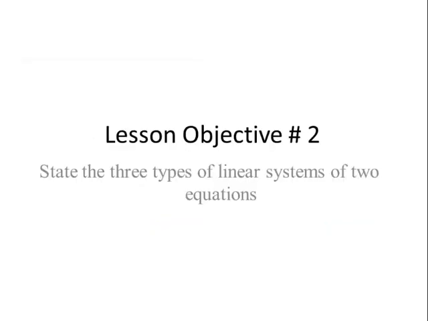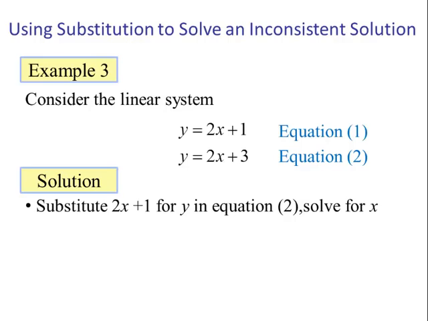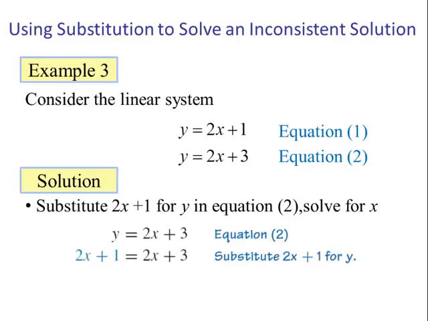Lesson objective number 2. Example 3. Consider the linear system y equals 2x plus 1, y equals 2x plus 3. If we substitute 2x plus 1 for y into the second equation and solve for x, we have 2x plus 1 equals 2x plus 3. We have x's on both sides, so subtracting 2x from both sides, we are left with 1 equals 3. So the x's have canceled.